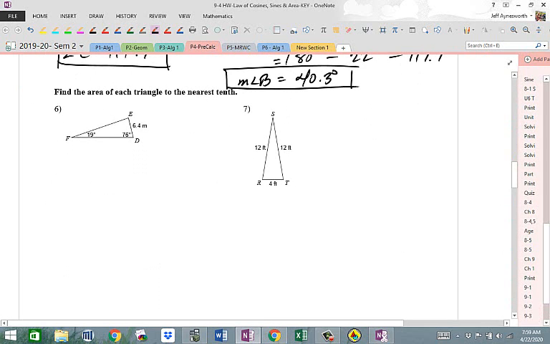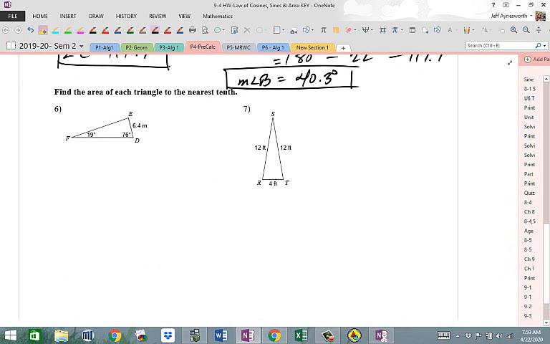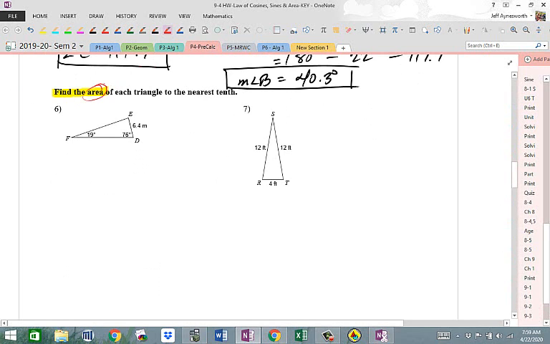All right, last two. So these are area problems. We want to find the area. To get the area, we're going to be using the formula that we developed in the previous lessons, and we need a side angle side condition where we have two sides and an included angle. So let's see, I have two angles, so I know that I can find the third angle if I want.